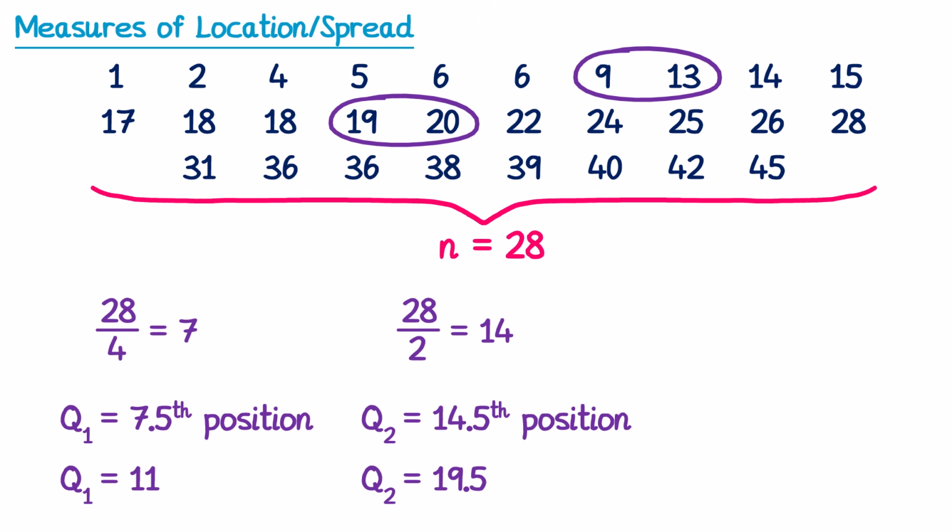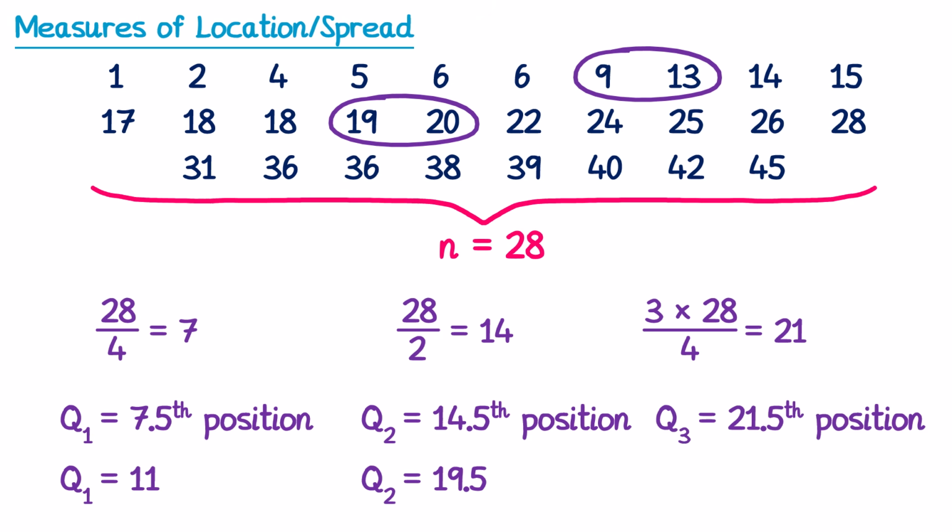And finally, the upper quartile, that's 3/4 of n, and this comes out at 21. Also an integer, so we add that 0.5 to get 21.5. This tells you the position of the upper quartile. The 21st and 22nd numbers are 31 and 36, so we need to find the number halfway in between these. To do that, you can add them together and divide it by 2. If you add 31 and 36 and divide your answer by 2, you end up at 33.5. So that would be the value of the upper quartile.